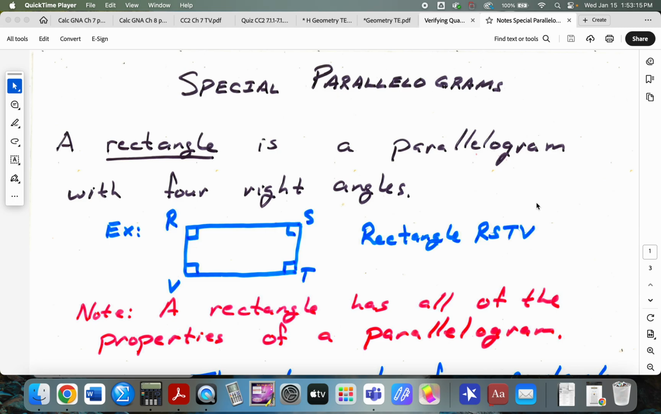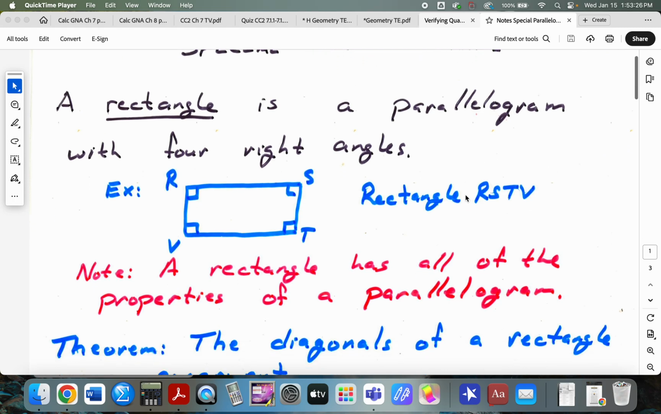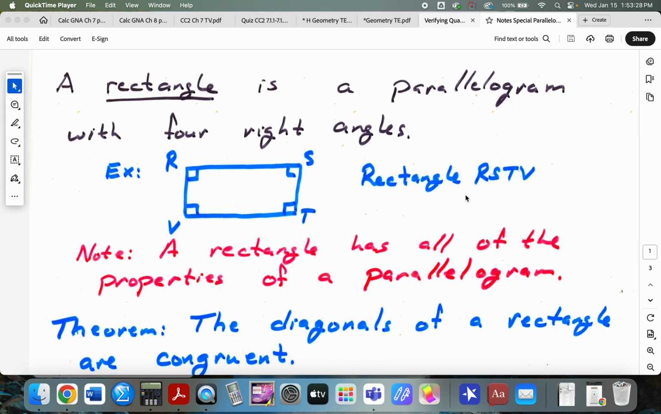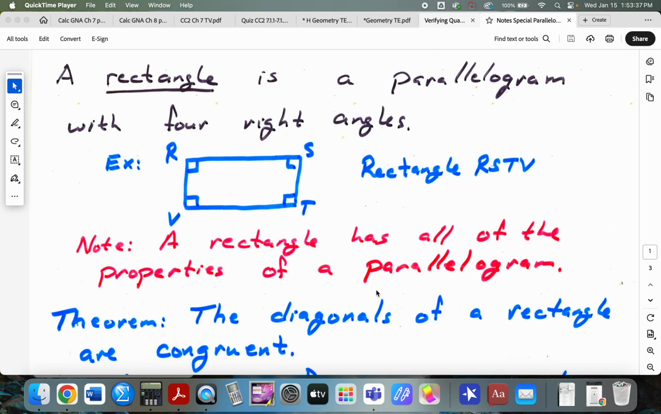But there are a couple of new things for each of them. One will be about either the angles or the sides, and the other will be something about the diagonals. So a rectangle, you all know this, is a parallelogram with 4 right angles. This is a rectangle. Again, a rectangle has all the properties of a parallelogram. The additional part, so you need to know both things. Almost everybody knows that the angles in a rectangle are right angles already.